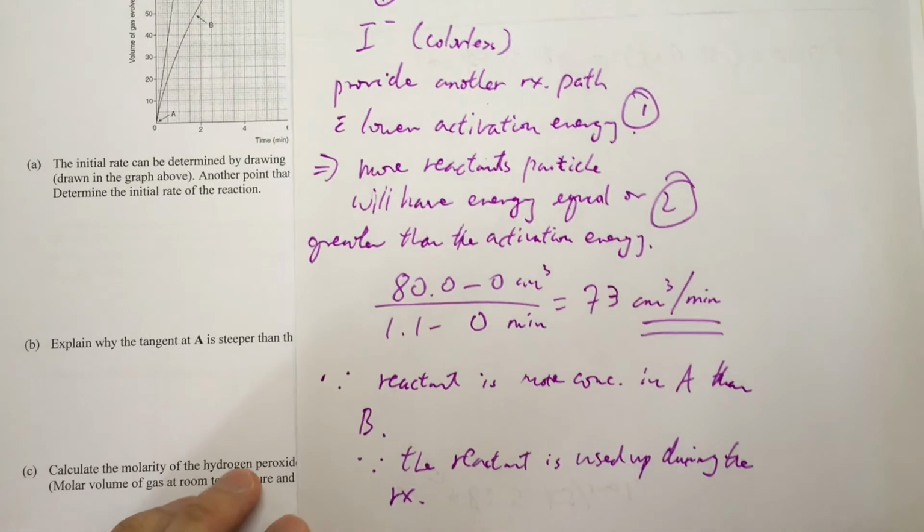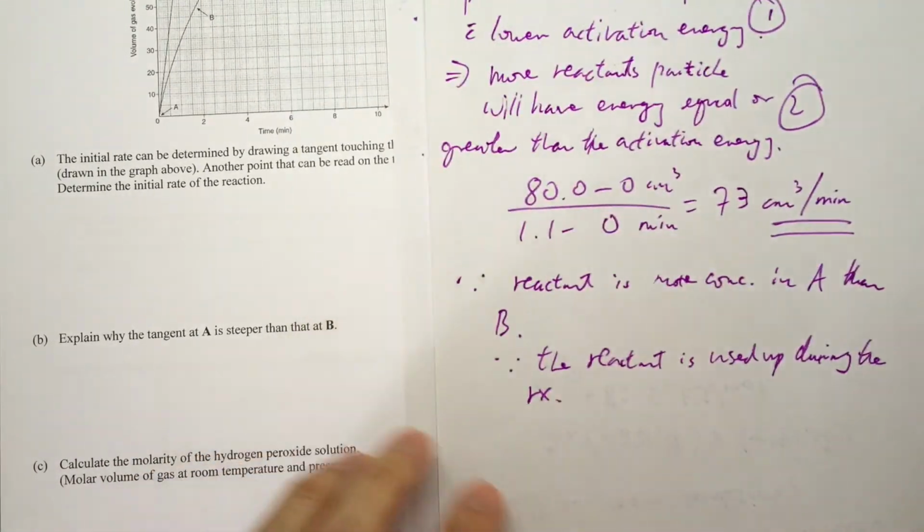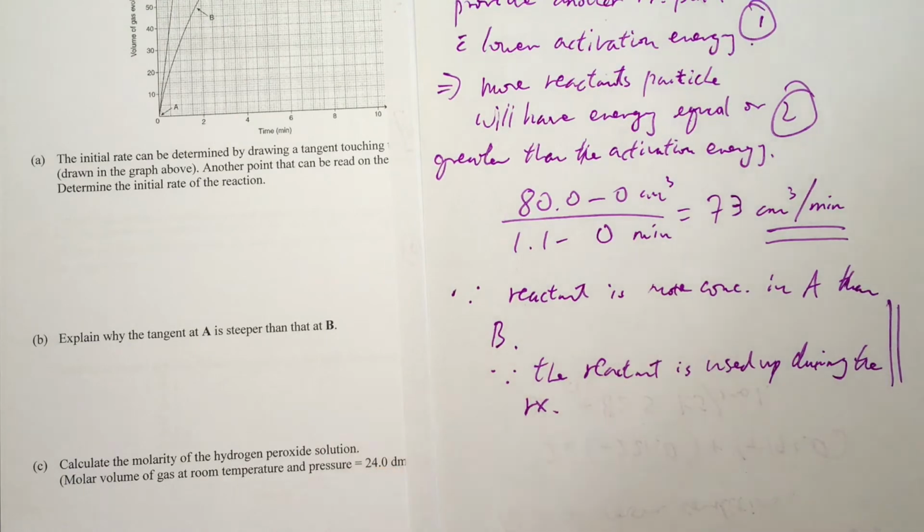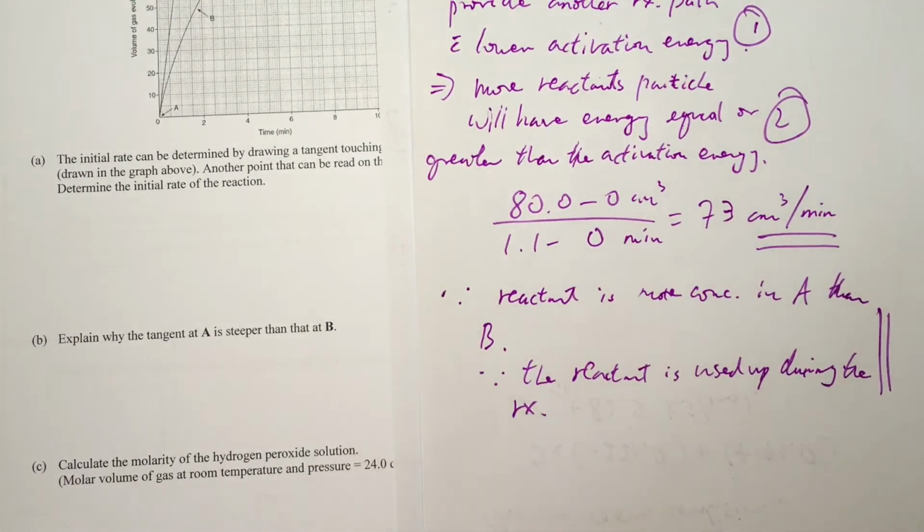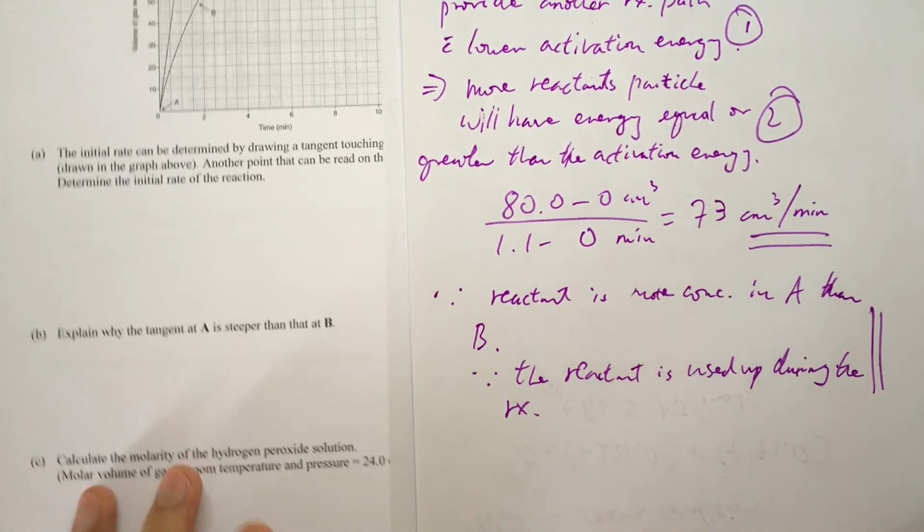Okay, so a little bit troublesome, but you need to mention both points. First, you need to tell me the fact that the reactant is more concentrated in A. But the second point is why? Because the reactant is kept being used throughout the experiment.